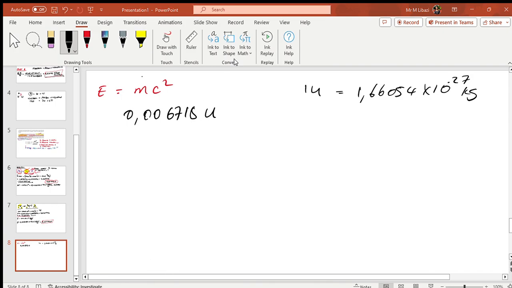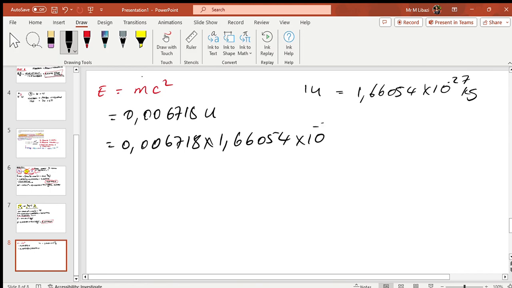So if we wanted to use that c, we would say 0.006718 multiplied by 1.66054 times 10 to the minus 27, and then this will be in kilograms. And then we multiply by 3.0 times 10 raised to 8, all squared.